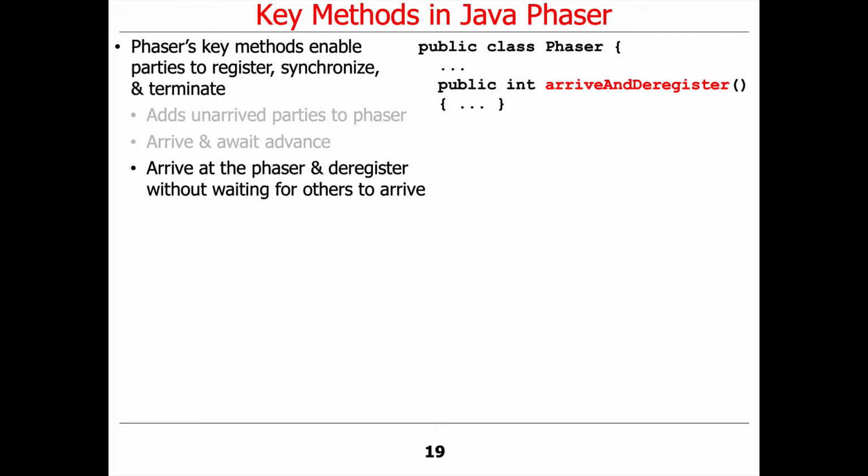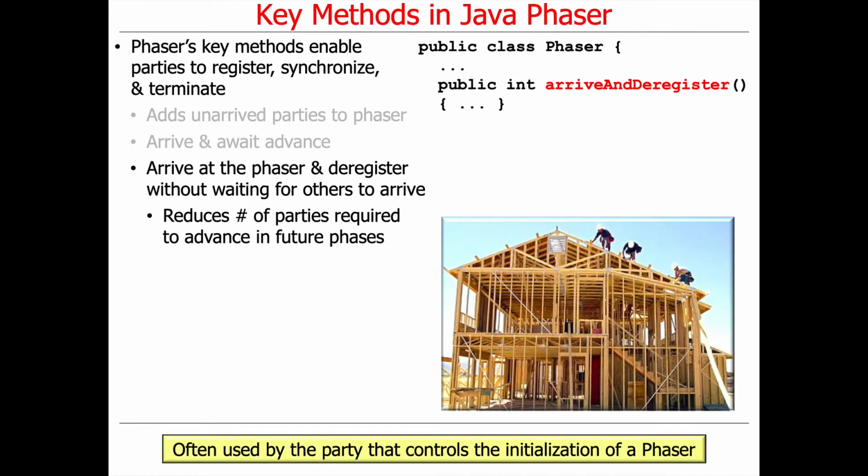There's also a method called arrive and deregister, and this arrives at the phaser and deregisters, decrements the number of parties that are waiting, without waiting for others to arrive. This reduces the number of parties required to advance in future phases. And this is often used by the party that controls the initialization of a phaser. This might be somewhat akin to having a foreman show up at the beginning of the day, check to make sure that people were there at the job site, make sure they were up and running, and then would go ahead and leave so that the future people who came to work wouldn't have to wait for that person to show up again.